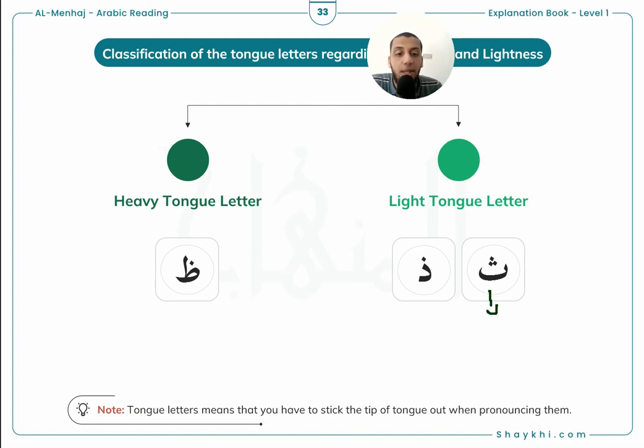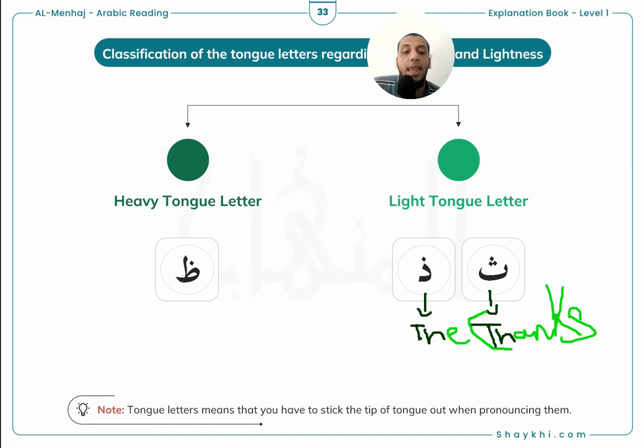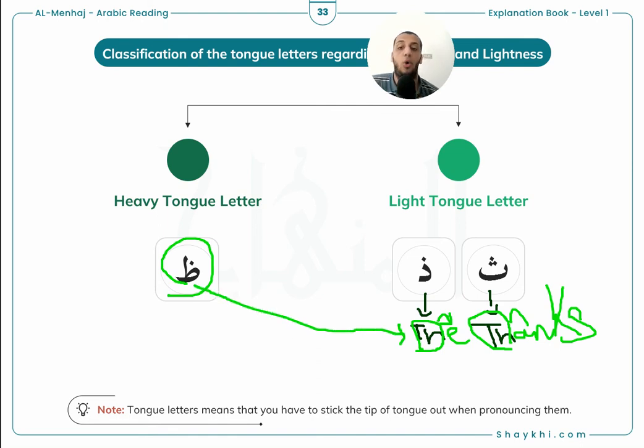Letter ثا looks like TH in English, but as in the word thanks, and also letter dhal is as in the th, the second th as in the word the. So this is tha as in thanks, and this is dha as in the definite article the, and this is the same as the, but the heavy one.